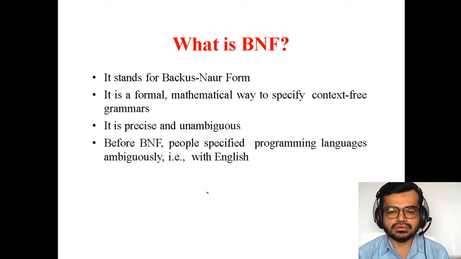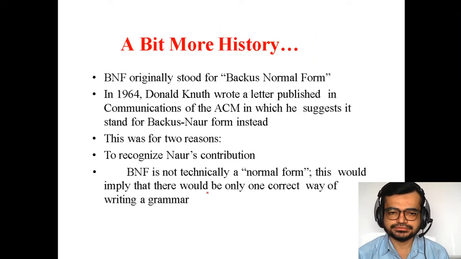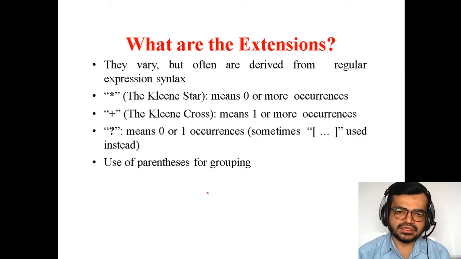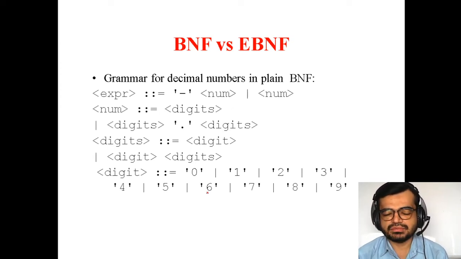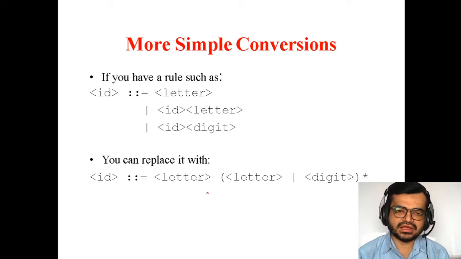We saw how BNF is used to represent an unambiguous grammar, and that it is used for context-free grammar, along with a little bit of history of BNF. And we have seen how BNF is used in EBNF, that is, what are the extensions by which an existing BNF can be converted into EBNF. We saw this with some examples as well.